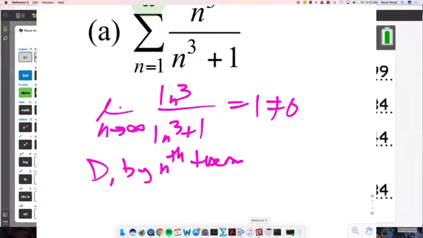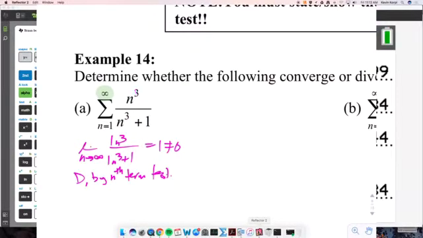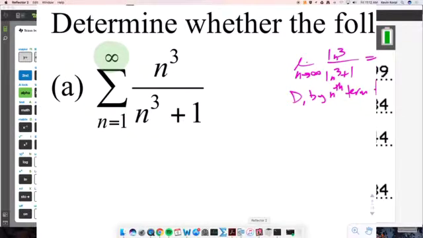I can't even write. You try to write fast and it gets real sloppy. The nth term test. There we go. So you'd be done, right? But let's see. I put it here for a reason. So is there another way to see that it diverges? Well, maybe so. Maybe the direct comparison test.